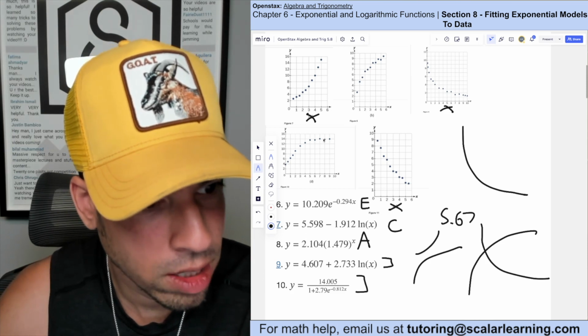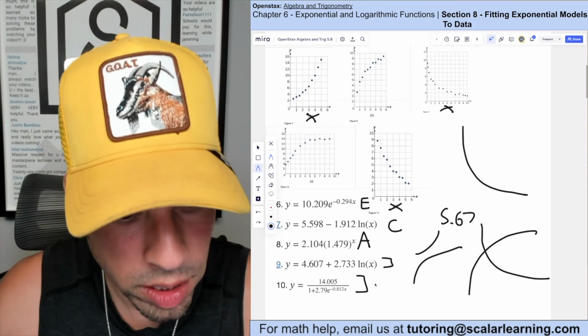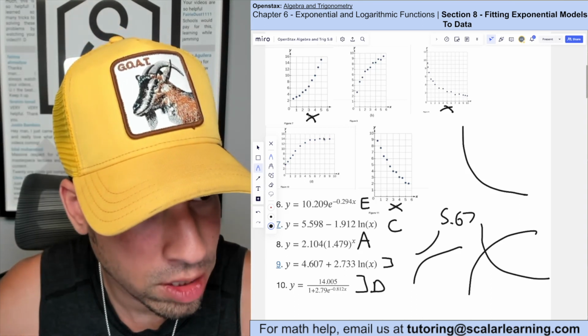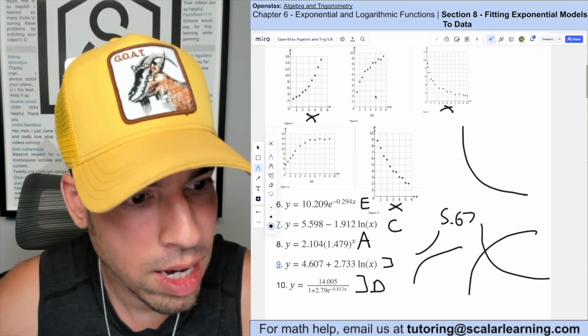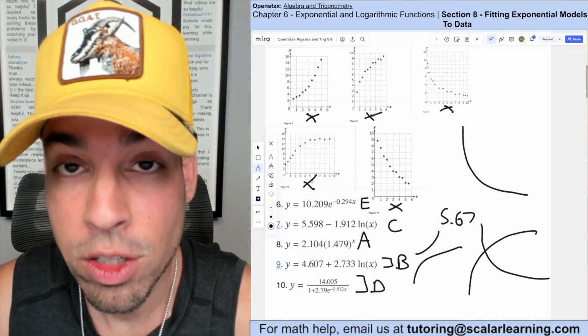D sure looks like number 10. It looks like it's capping off at about 14. So on that basis, we're going to go with 10 being D, that nice logistic function, and then number 9 being the remaining one, which is B up here. So that's how you answer these problems.